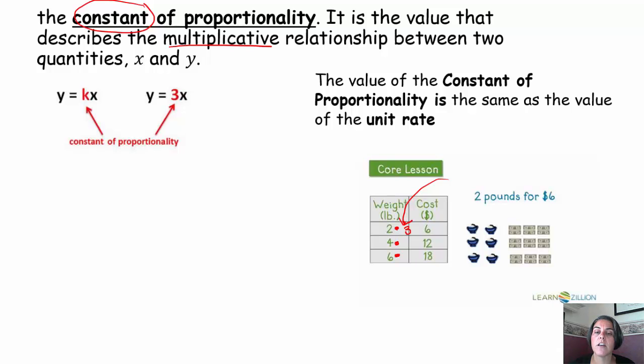2 times what is 6? 2 times 3 is 6. 4 times what is 12? 4 times 3 is 12. 6 times what is 18? 6 times 3 is 18. Because every time we multiply by this constant of 3, 3 is called our constant of proportionality.